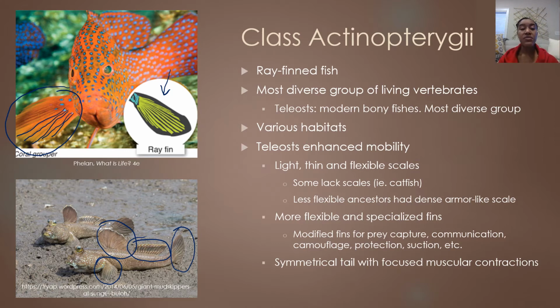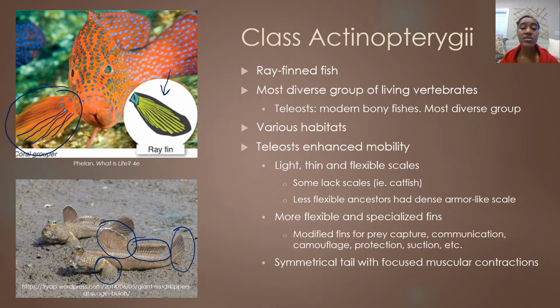And the ray fin fish actually make up the most diverse group of all living vertebrates on this planet. And they inhabit a variety of habitats, from freshwater lakes and rivers and ponds to estuaries to saltwater environments, from the Arctic to the tropics. You can find fish in a variety of different habitats all over the planet. And within this class, Actinopterygii, the vast majority of modern-day bony fish belong to a group called teleost fish. And it's important to note that all teleost fish belong to class Actinopterygii, but not all ray fin fish in class Actinopterygii are teleost fish.